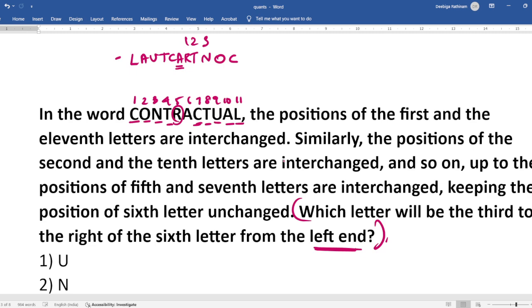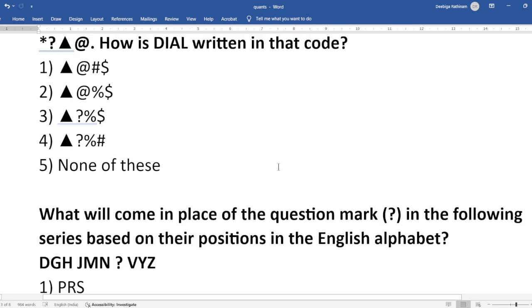One, two, three. So this is the answer. So N would be the answer. N is third to the right of the sixth letter from the left end. So the answer is N. Okay, now let's get into the next question.